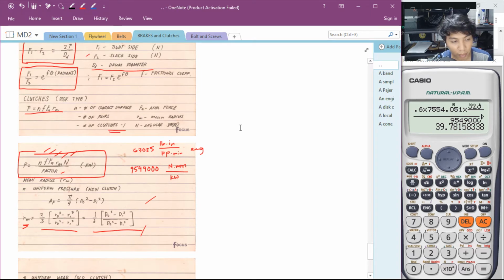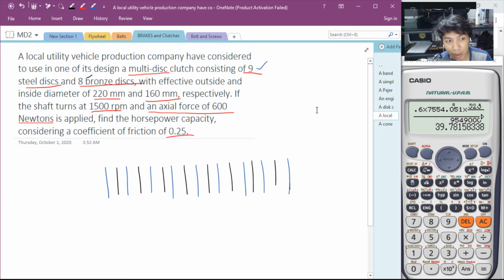Sabi dyan, you have the number of contact surfaces. Ngayon, sinabi dyan yung number of clutches. Ilang clutches ba meron ka doon? So, you are given a total of 9 and 8. 9 plus 8 is 17 clutches. So, menos isa. Bakit? Kasi yung isa doon, hindi na magkakamin contact doon sa isa. So, pairs ang bibilangin natin. So, babasihan mo yung pairs, ilang clutches ang meron doon. So, 9 plus 8 minus 1.